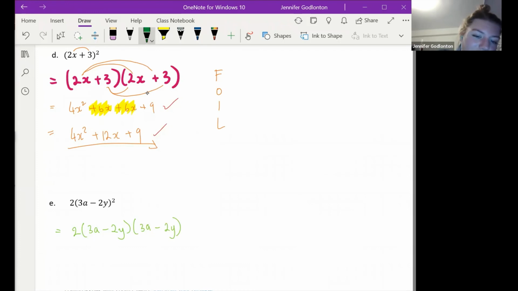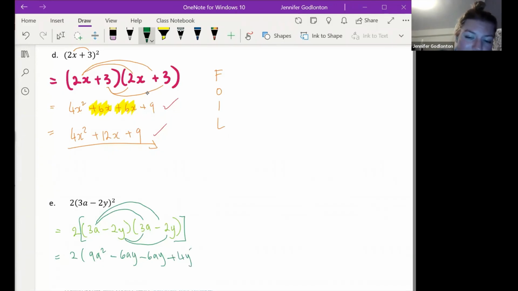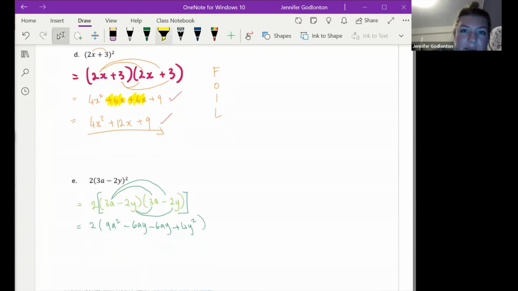Okay, so the first thing I'm going to do is my FOIL over here. So I'm going to have 2 bracket 3a times 3a gives me 9a squared. Then I'm going to have negative 6ay, negative 6ay, positive 4y squared. Okay. I'm going to add these like terms. You don't have to do that in this step, but I think it's a little bit easier. So 9a squared minus 12ay plus 4y squared.